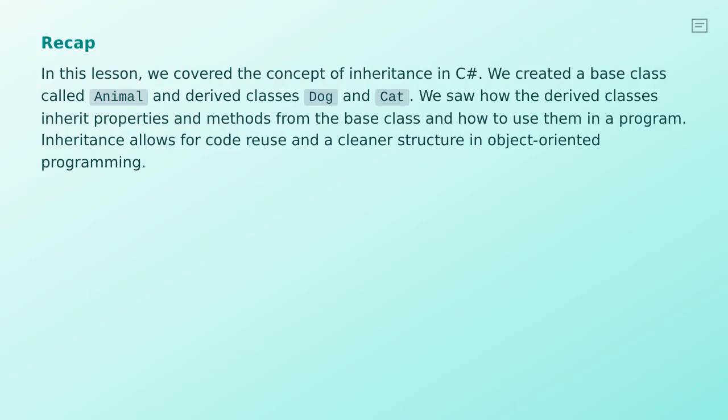In this lesson, we covered the concept of inheritance in C#. We created a base class called Animal and derived classes Dog and Cat. We saw how the derived classes inherit properties and methods from the base class and how to use them in a program. Inheritance allows for code reuse and a cleaner structure in object-oriented programming.